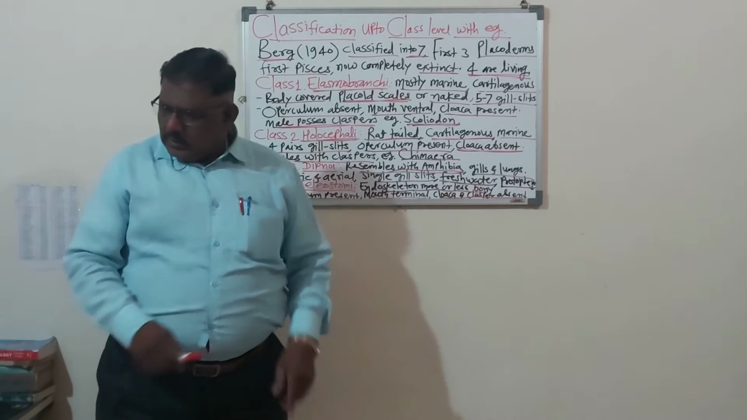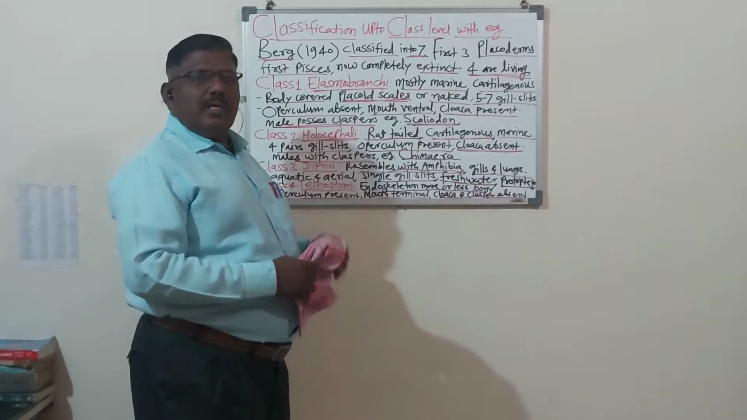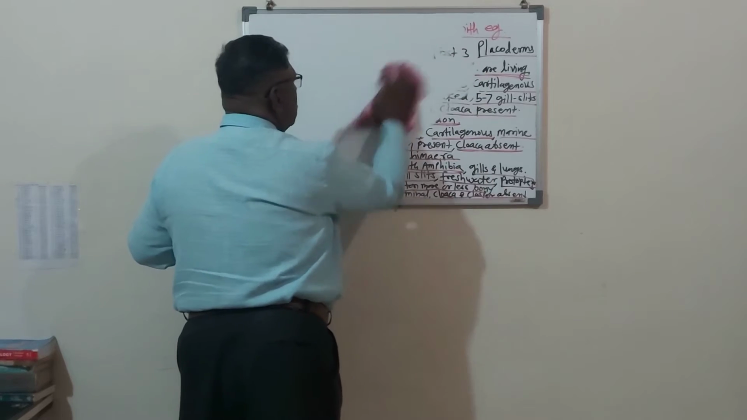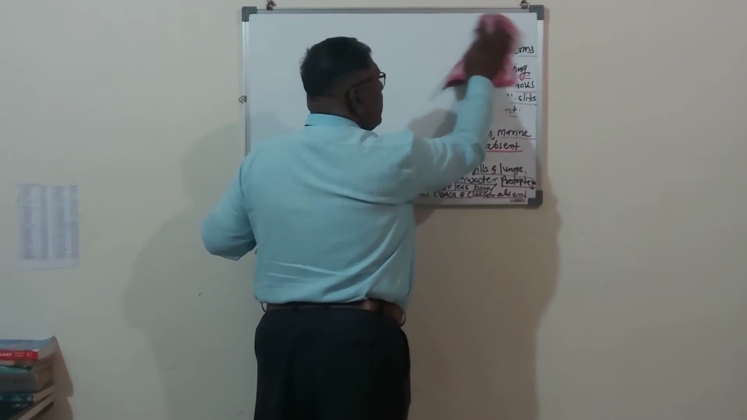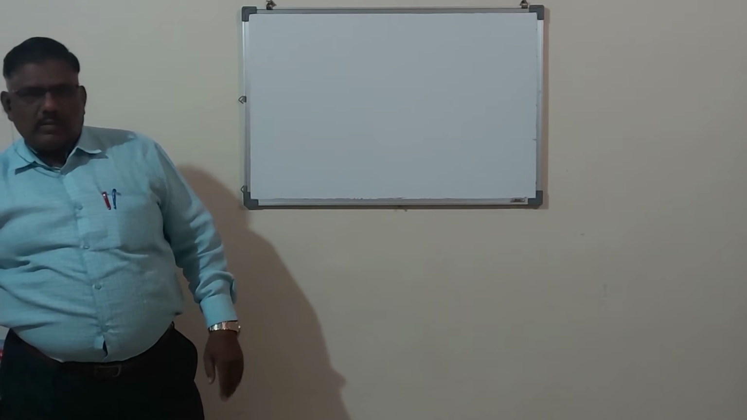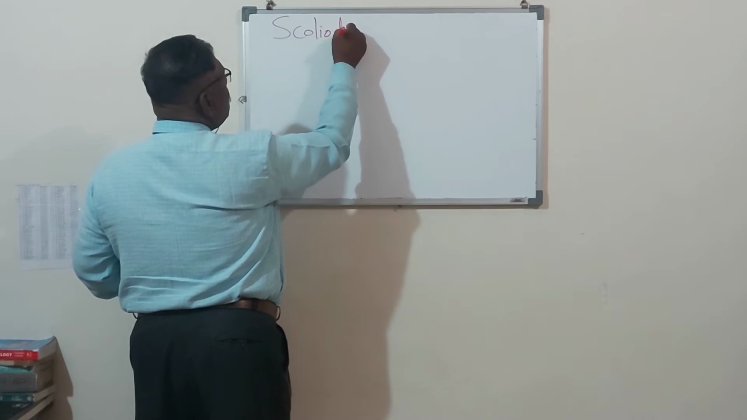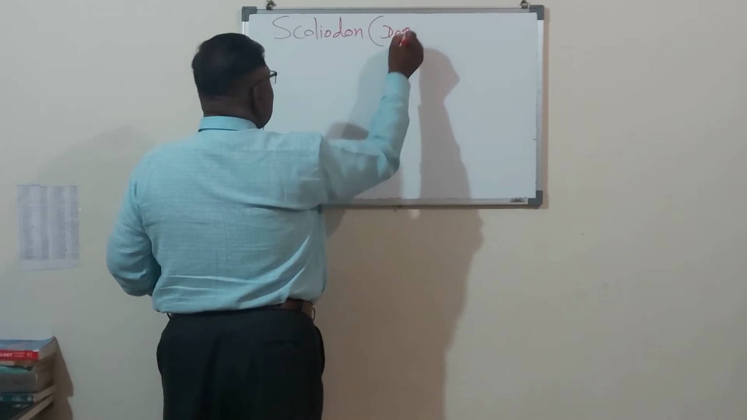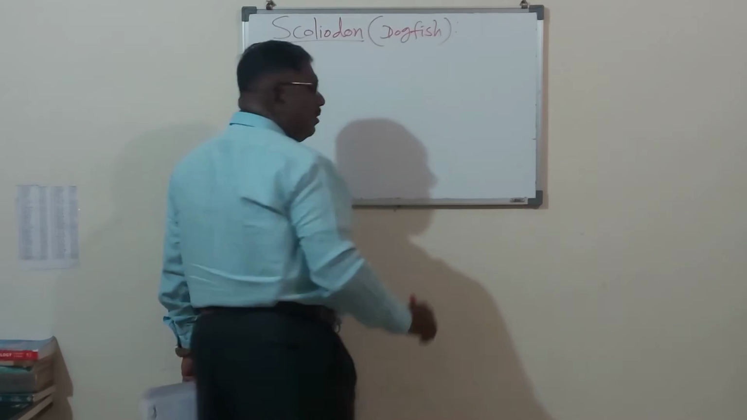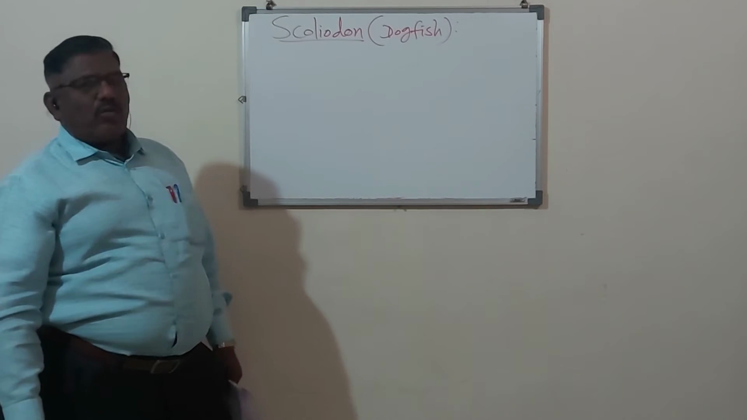Now, dear students, we will see one of the animals. We have to study one of the animals from the Pisces. That animal is the Scoliodon. Remember, in the chapter Pisces, one animal is given for the detailed study, for the type study. The name of that animal is Scoliodon, which is also called the dogfish.